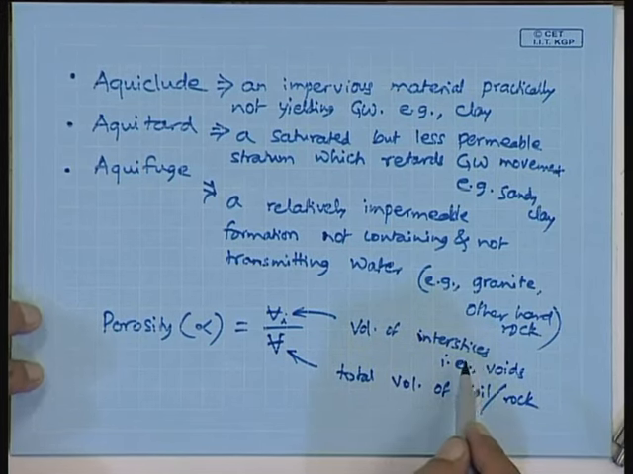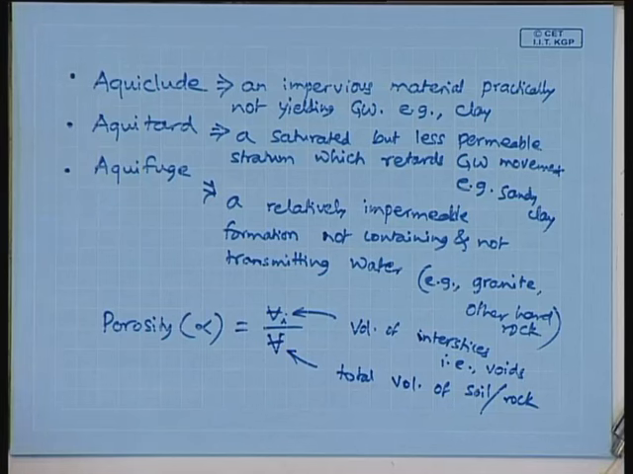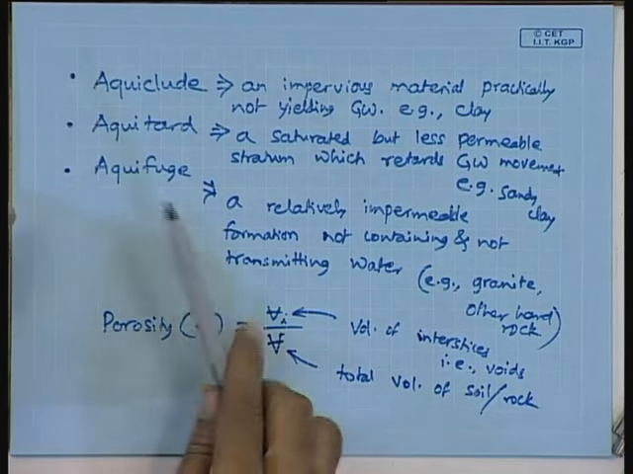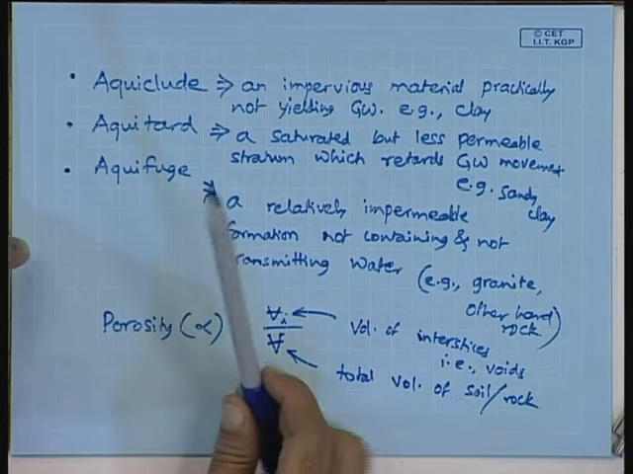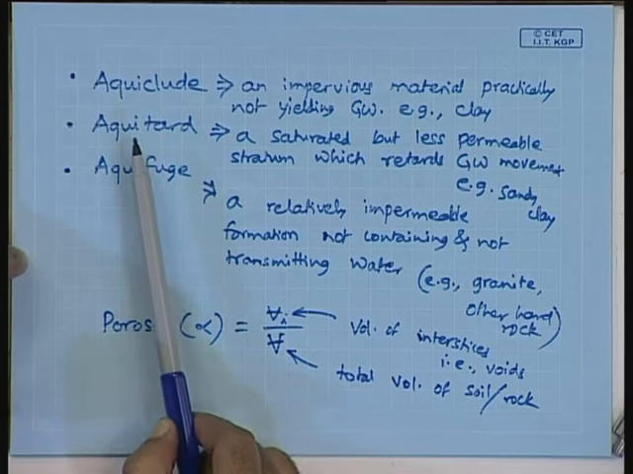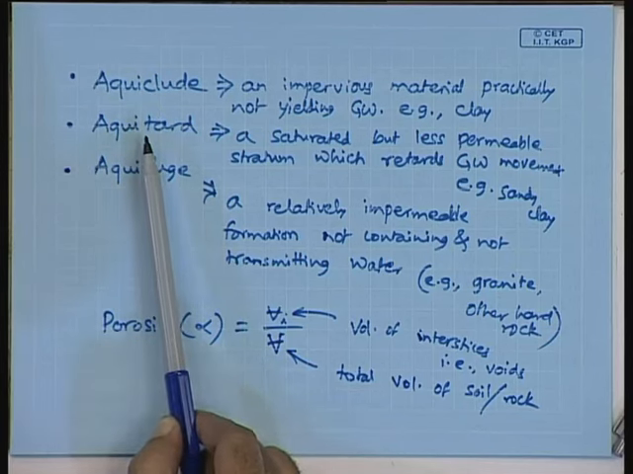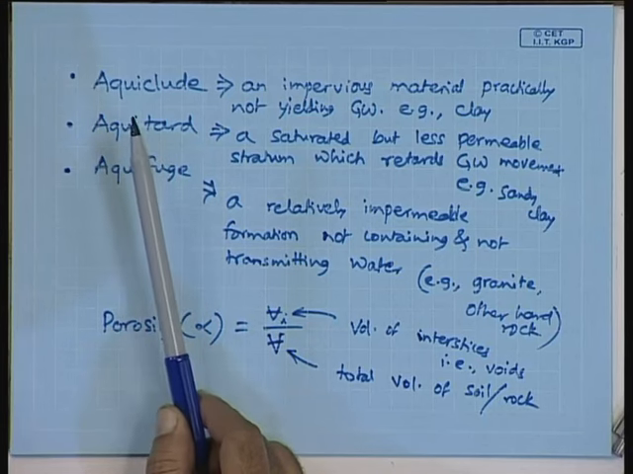This porosity ranges from say 0 to 50%. In the case of aquifuge the porosity will be 0%, in the case of aquiclude the porosity will be very low, in the case of aquitard the porosity will be even more, and the aquifer will have the highest porosity.